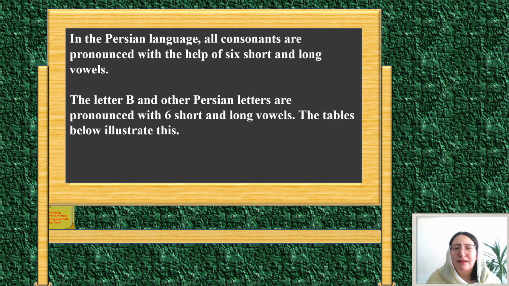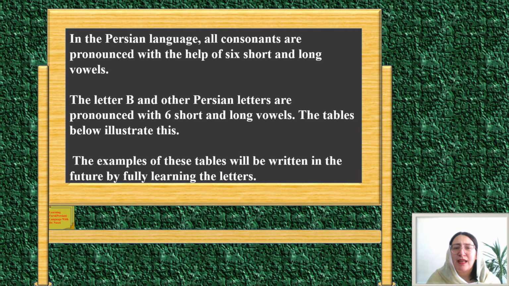If you're interested in learning Persian consonant vowel combinations as well as words and sentences, I recommend watching this video. In the Persian language, all consonants are pronounced with the help of 6 short and long vowels. The letter B and other Persian letters are pronounced with 6 short and long vowels. The tables below illustrate this. The examples of these tables will be written in the future by fully learning the letters.